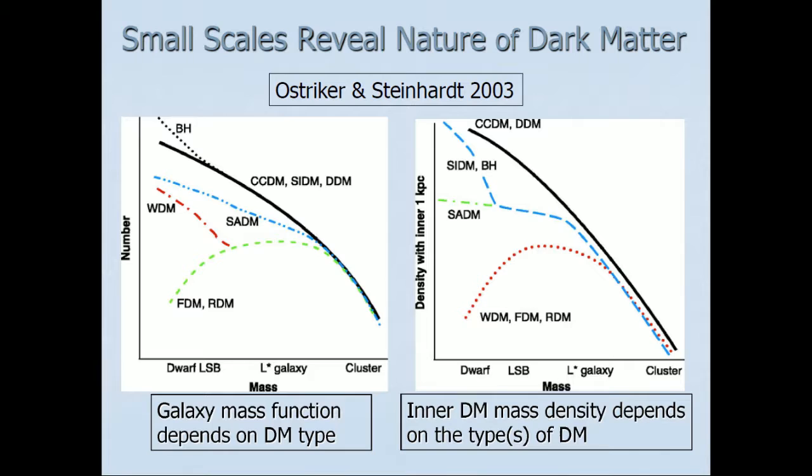This is a plot, again, from Jerry Ostriker and Paul Steinhardt, just showing you predictions of lots of different types of dark matter. On the left, we have predictions for the number of systems as a function of mass, and on the right, we have density in the central regions as a function of mass. And what you see is that the mass scales go from large scales, clusters of galaxies, down to dwarf galaxies. This is the scale of a typical galaxy. Again, here, dwarf clusters. And what do you see?